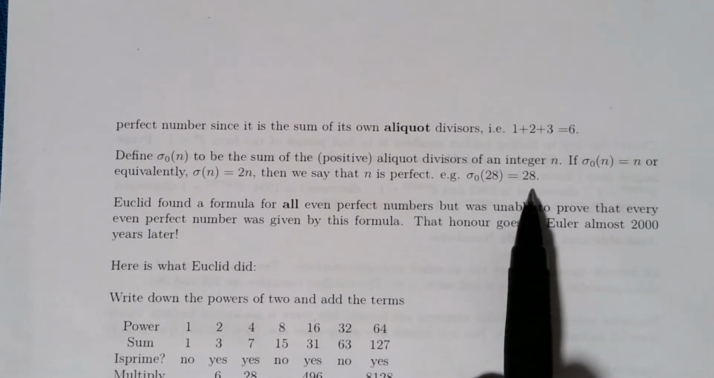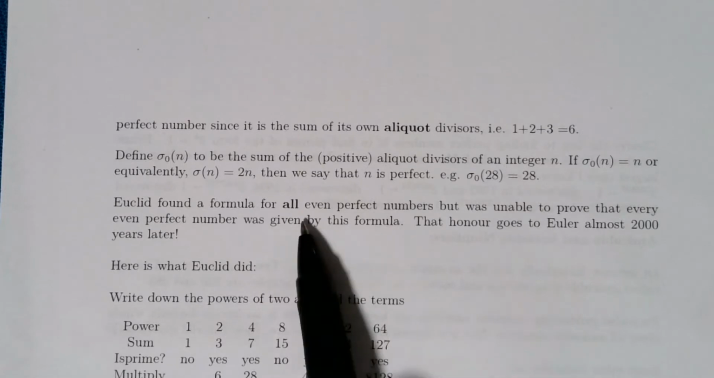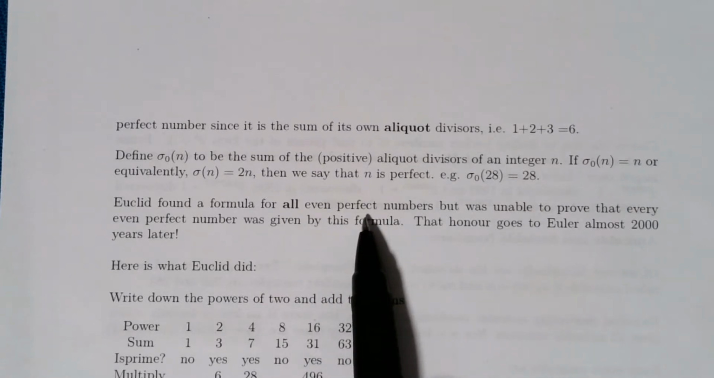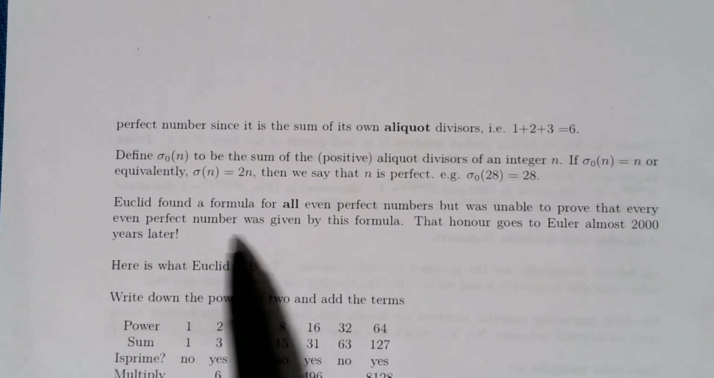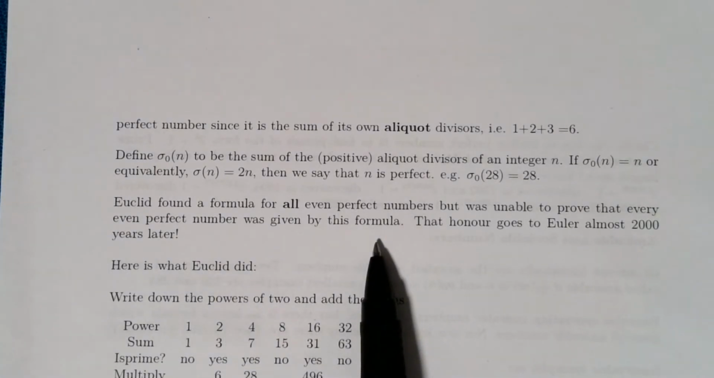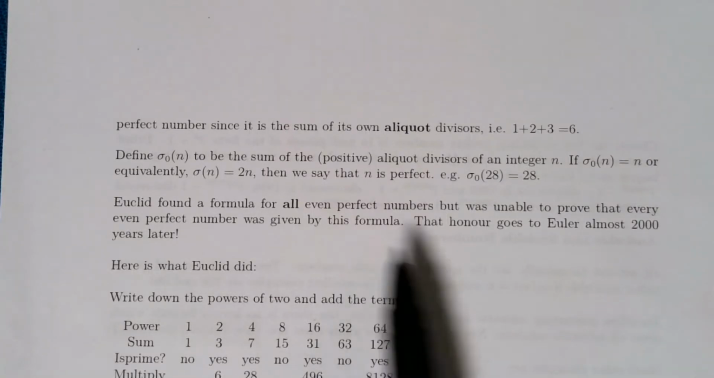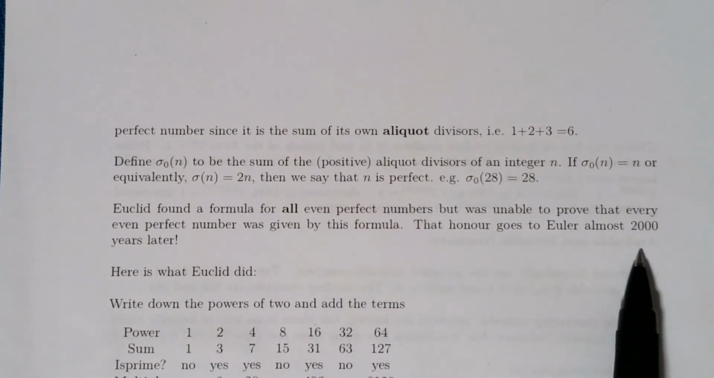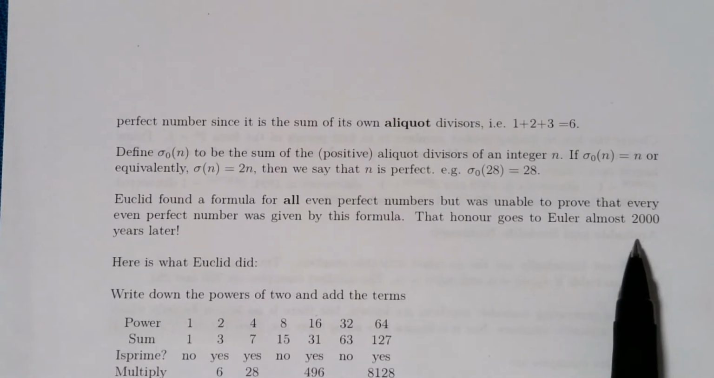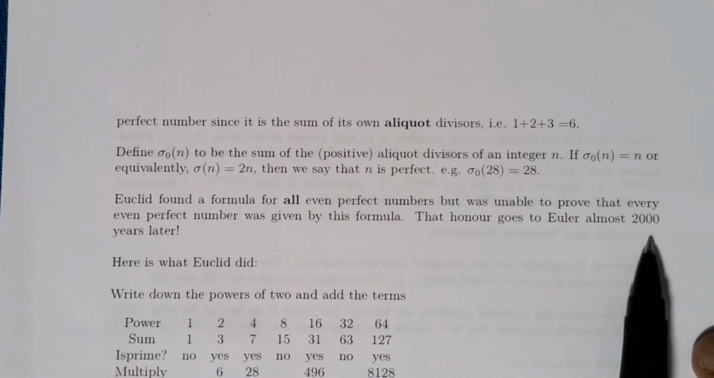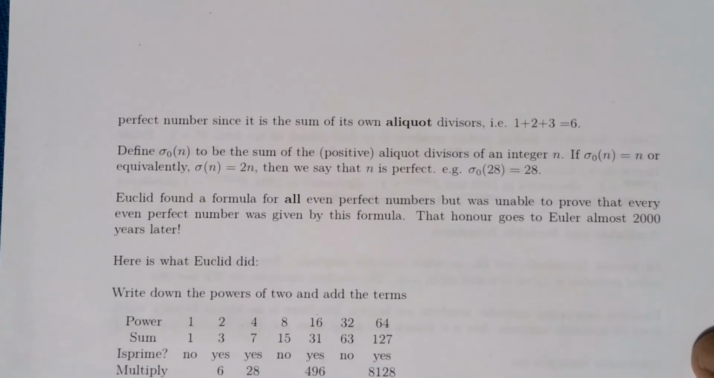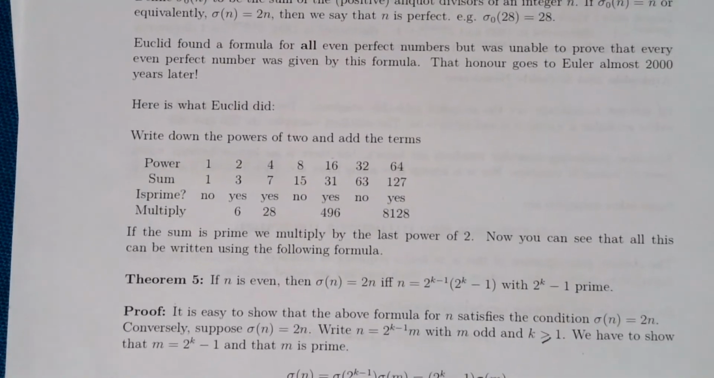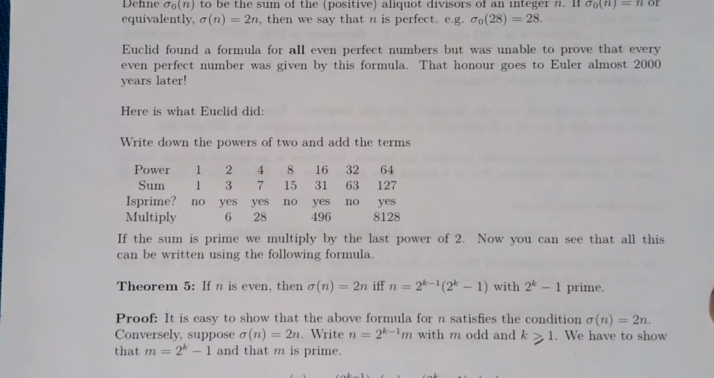Now Euclid found a formula for all even perfect numbers, but he wasn't able to prove that every even perfect number arose from this formula. That honour goes back to Euler almost 2,000 years later, and we'll have a look at Euler's proof, and we'll also see what Euclid did. This is also mentioned in Nicomachus, another Greek writer on Greek arithmetic. He outlined this method all in words as to how to compute these perfect numbers. It also shows you how they might have discovered this formula as well.